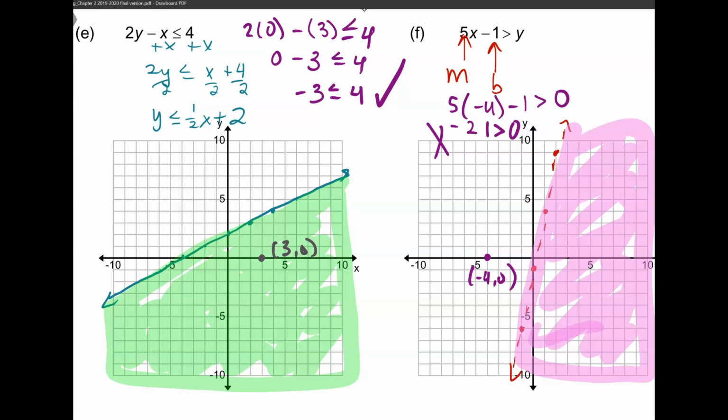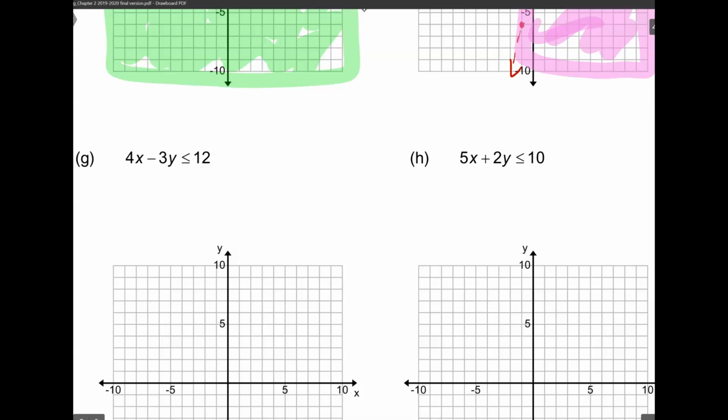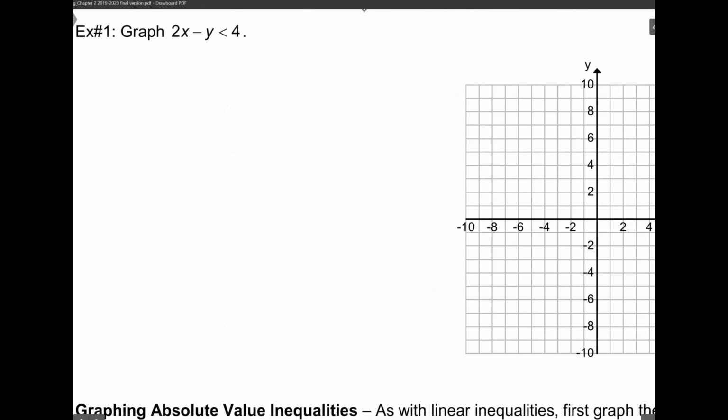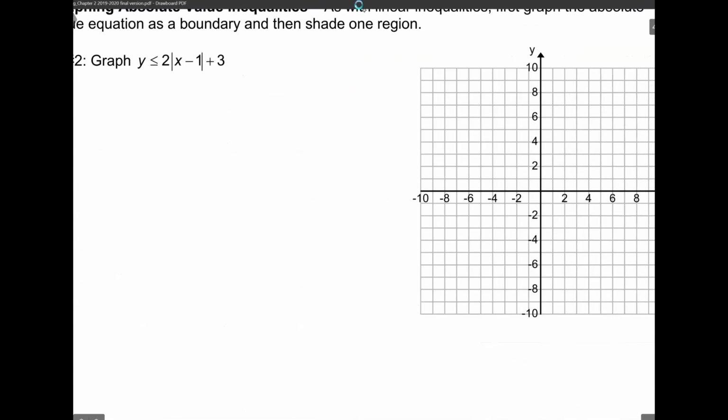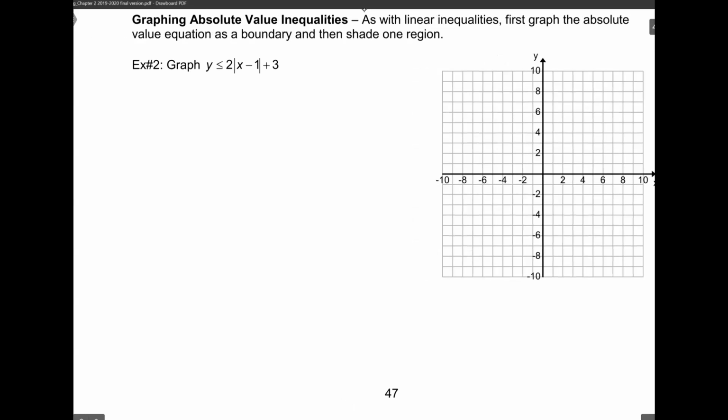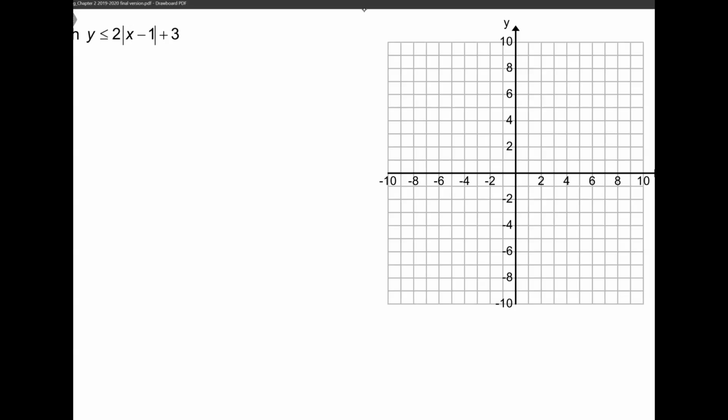Let's do the absolute value one. So this is just more examples. All right, so what we do is we're gonna graph it just like it's a regular absolute value. Is this gonna be solid or dashed? Solid, because it's not equal to.